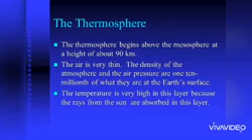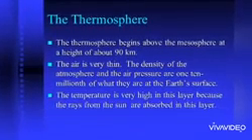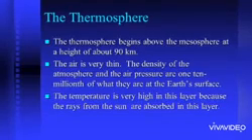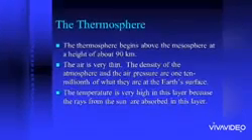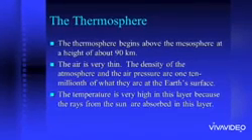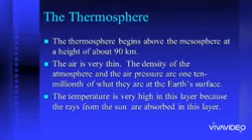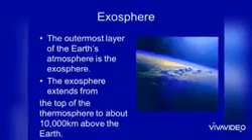Next is the thermosphere. Thermosphere is the fourth layer of the atmosphere that extends from 85 km to 690 km from the Earth's surface. Space shuttles orbit in this layer. Another layer called ionosphere is also the part of thermosphere.